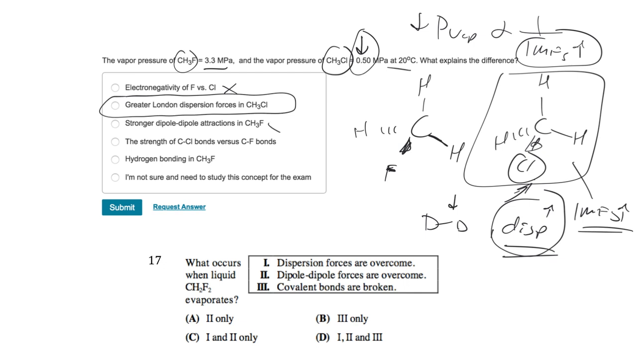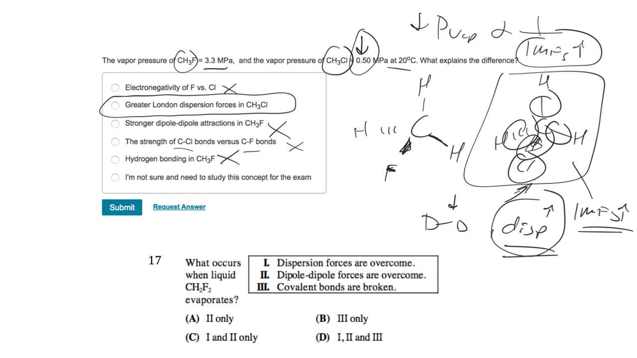And it's not the dipole-dipole force, because if it was, again, we would have had a flip and CH3F would have had the lower vapor pressure. This has nothing to do with bond strengths. The strength of bonds is completely irrelevant here because we're not breaking covalent bonds. When you take a substance, water, CH3Cl, CH3F, and you vaporize it, you're breaking the intermolecular forces. You're breaking the dipole-dipole force, the dispersion force, whatever the intermolecular forces are between two molecules, but of course we're not breaking the covalent bonds. Those remain intact.